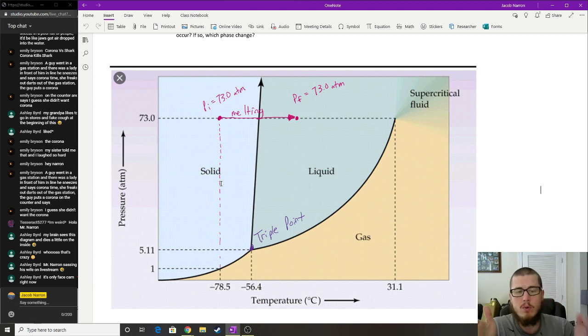I'm starting as a solid. I'm ending as a liquid, and so that still counts as melting. So that's what I'm going to do for that one. But I do have a different temperature. So my initial temperature was negative 78.5. See, look, follow that dotted line down. Negative 78.5 is what I started as.